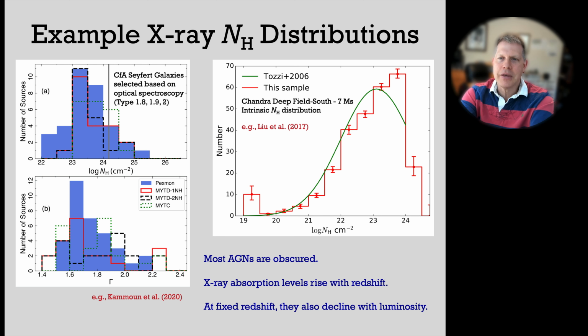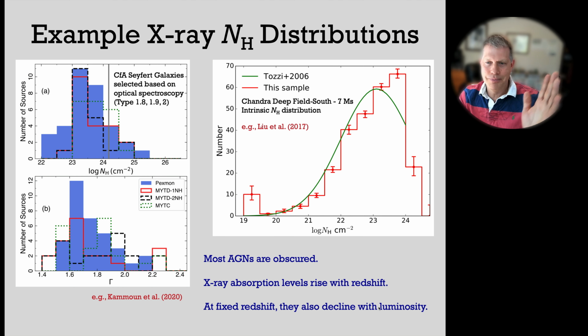At earlier times, galaxies were more rich with cold gas, so you might expect X-ray absorption levels would be higher toward high redshift, and that is indeed generally observed. And furthermore, at a fixed redshift, X-ray absorption levels generally decline with luminosity. So at a fixed redshift, as you raise the luminosity, the system clears itself out of absorbing material. Sometimes this is referred to as a receding torus scenario. And so the point here is there are interesting connections with redshift and luminosity that have been extensively studied.